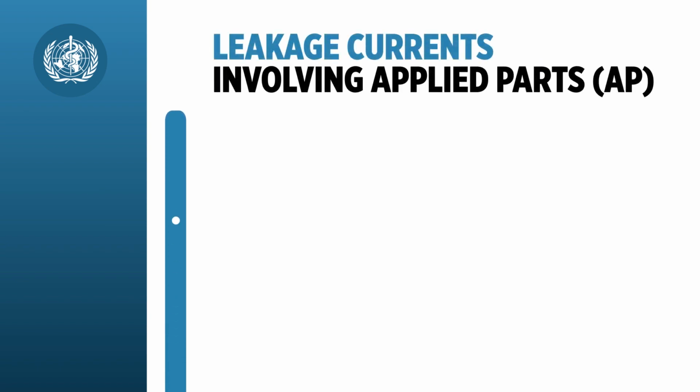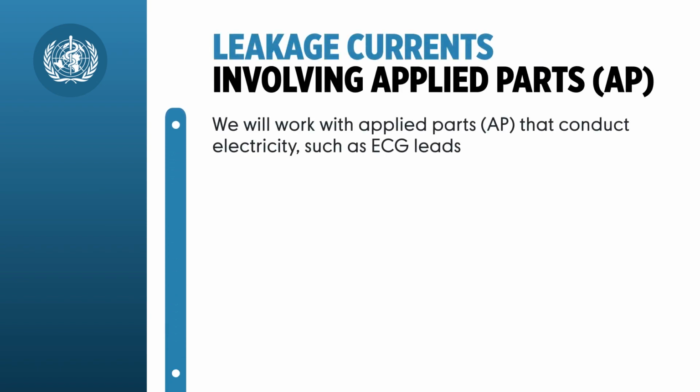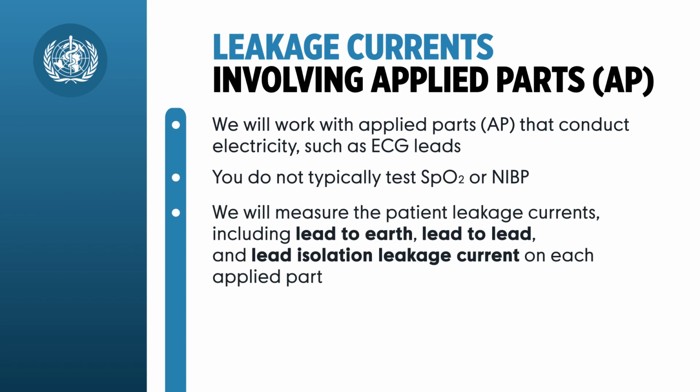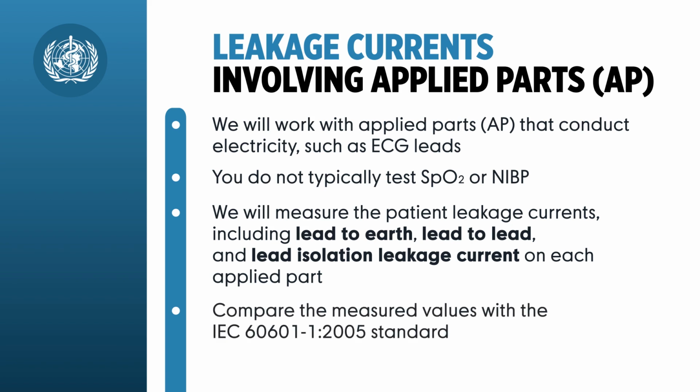Leakage currents involving applied parts, or AP. We will work with applied parts, or AP, that conduct electricity, such as ECG leads. You do not typically test SpO2 or NIBP. We will measure the patient leakage currents, including lead to earth, lead to lead, and lead isolation leakage current on each applied part. Compare the measured values with the IEC 60601-1 2005 standard.